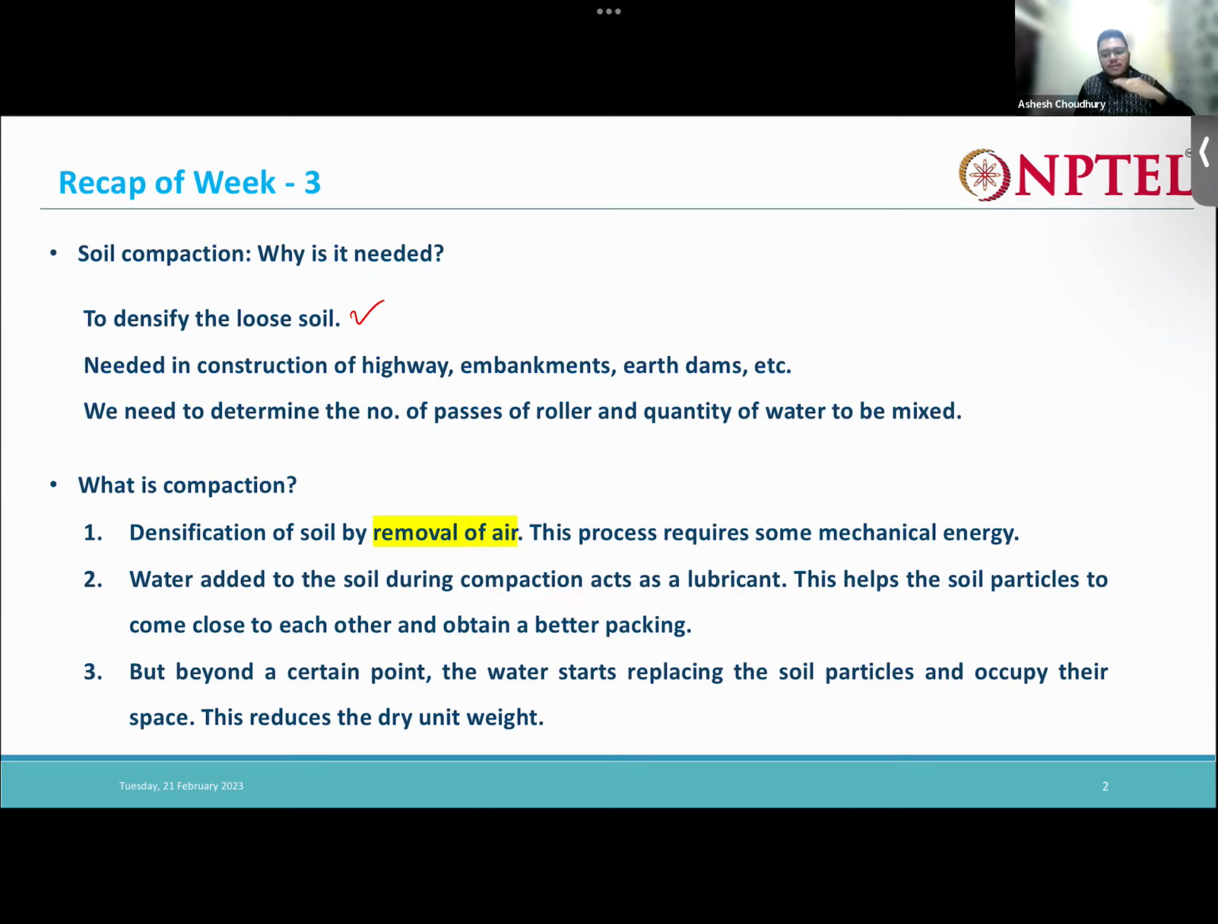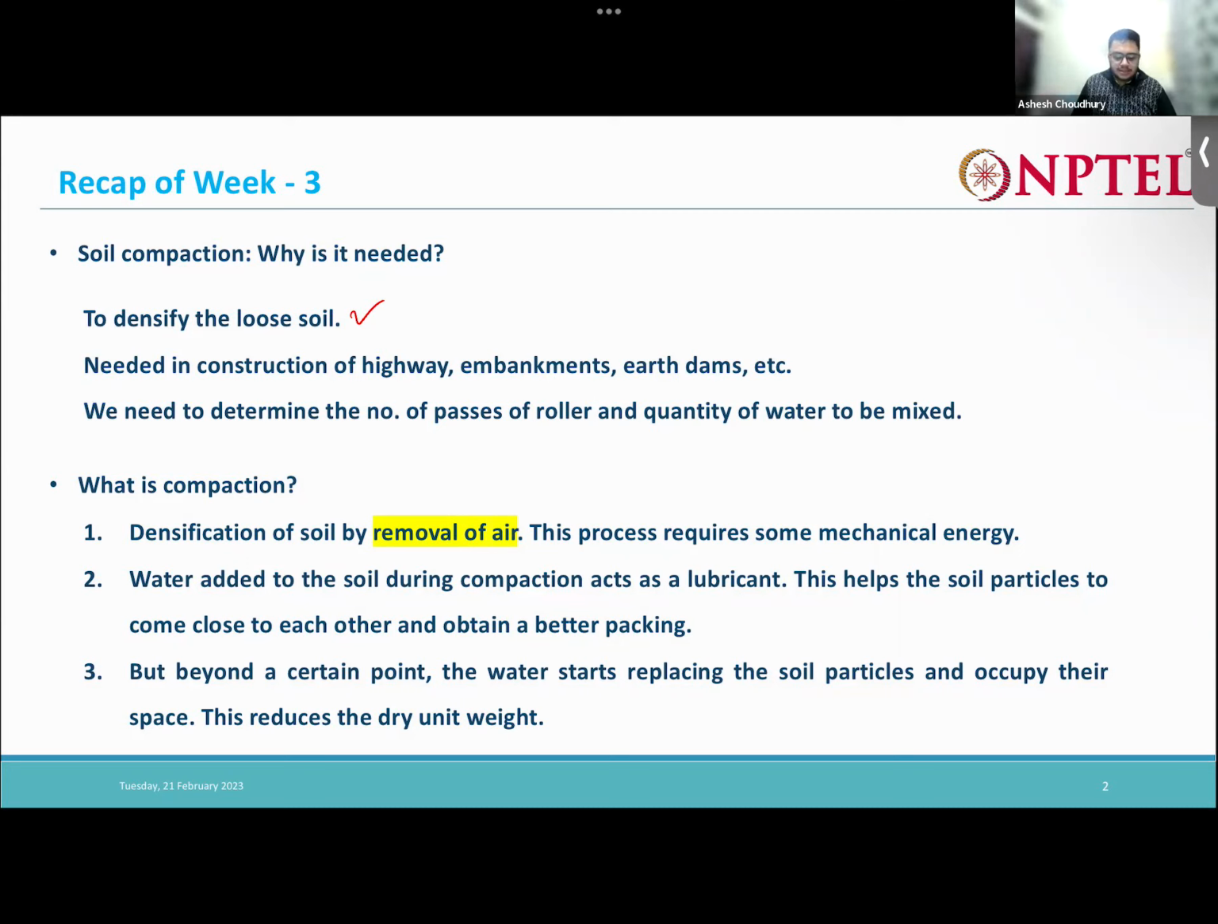If the roller passes over that soil too many times, then the soil will be more dense. And if it passes less, then it will be less dense. In both these cases, our density criteria won't be satisfied. So we need to determine the number of passes of the roller. How can we do that? We will be learning from this chapter.